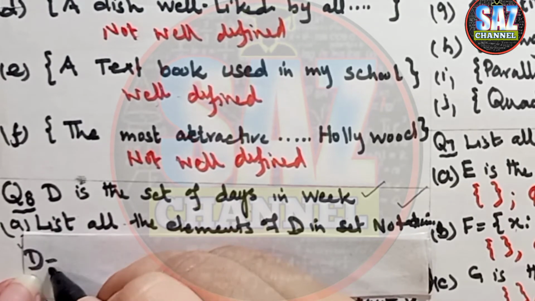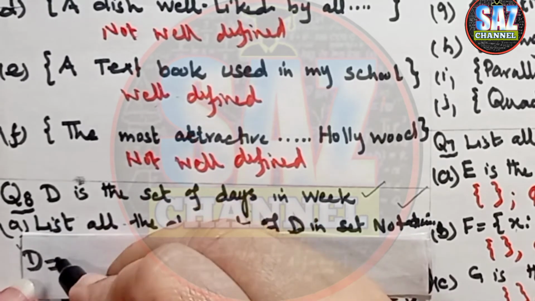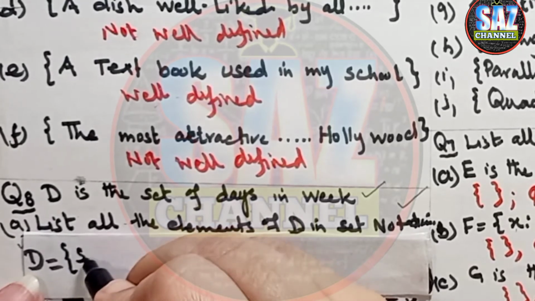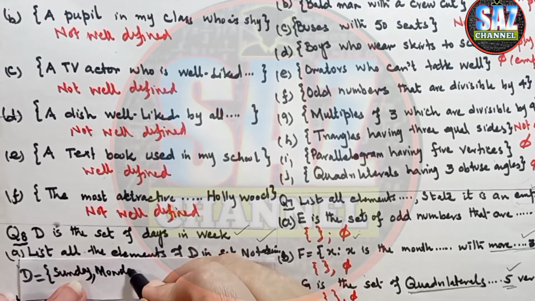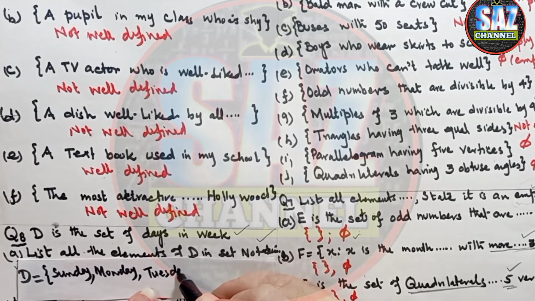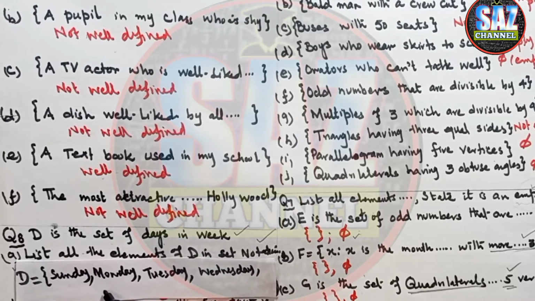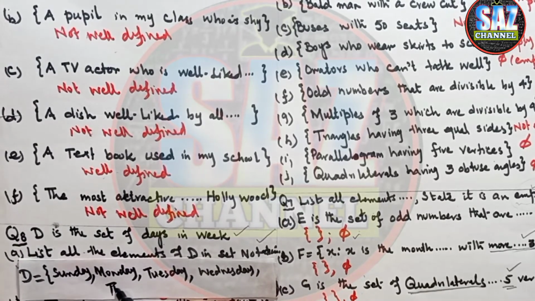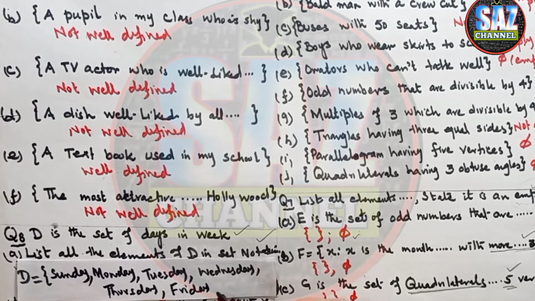Let's first write the elements of set D in set notation, and as D is the set of the days of the week, so D will have the elements Sunday, Monday. These are very easy questions. Okay, so D will have the elements Sunday, Monday, Tuesday, Wednesday, Thursday, Friday, and Saturday.